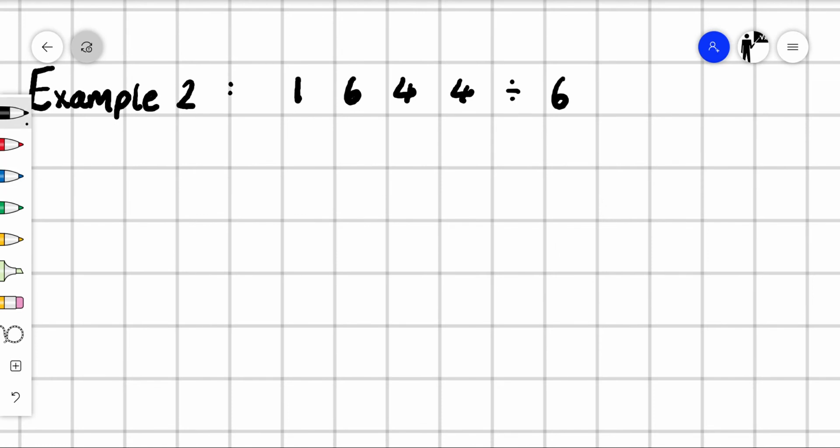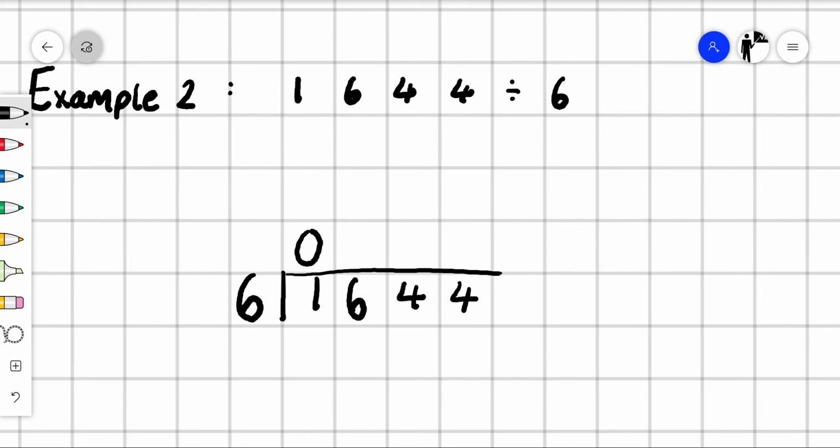Example 2. 1644 divided by 6. We'll set this up. Okay, so we ask ourselves, 6 goes into 1. How many groups of 6 are there in 1? Well, there's 0 groups of 6. So I need to carry that across. How many groups of 6 are there in 16? Okay, so I know that there's 2 groups of 6 with 4 left over.